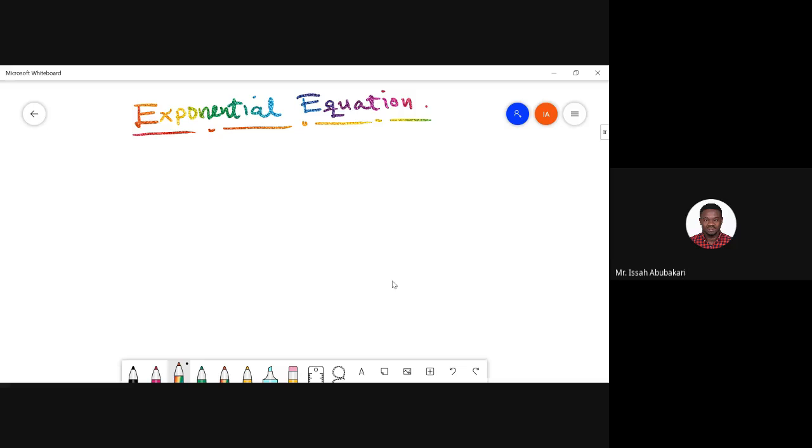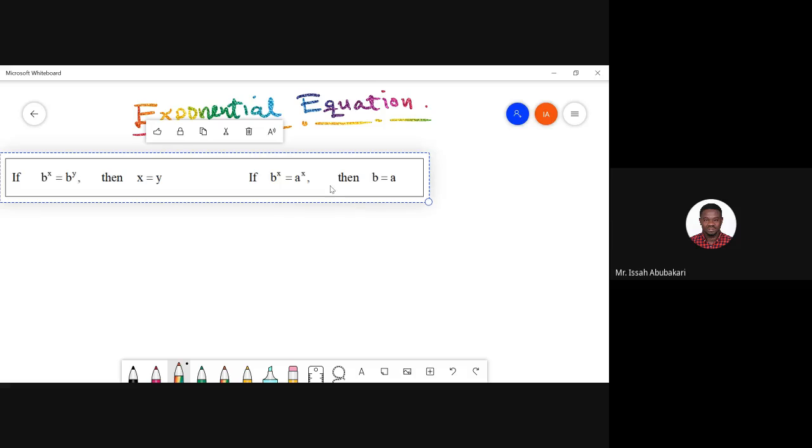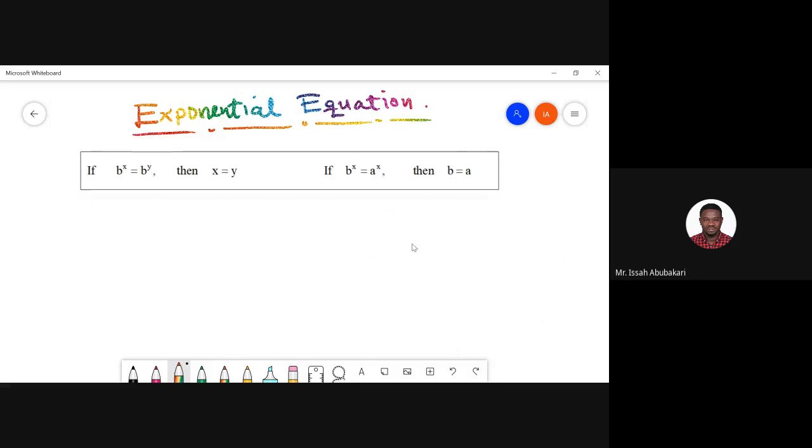You remember we looked at two different rules, right? These rules are for when you have two equations. Before that, let's try to explain this. If you have b^x, the name of b is what? The base, and x is what? The exponent.